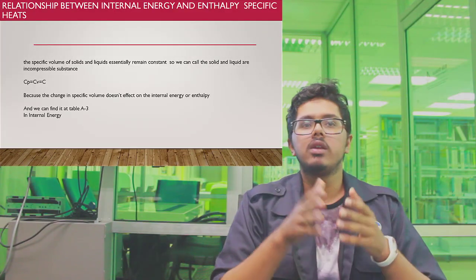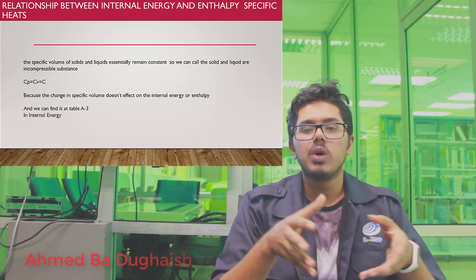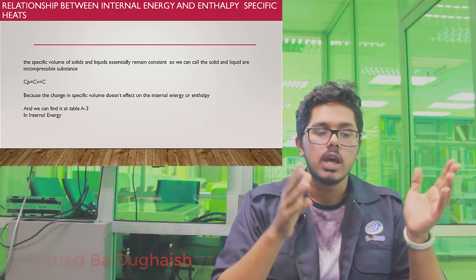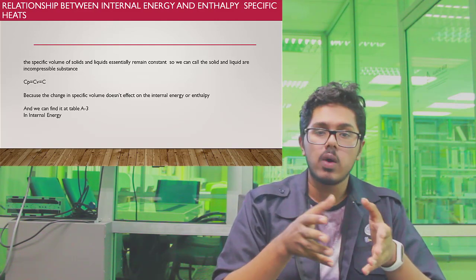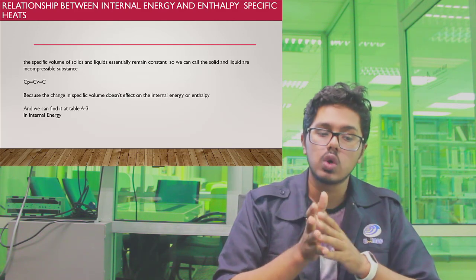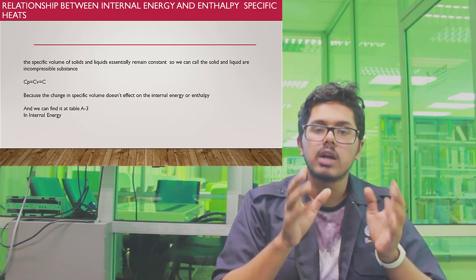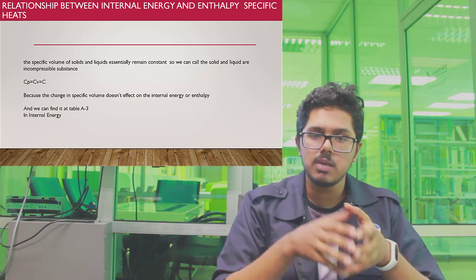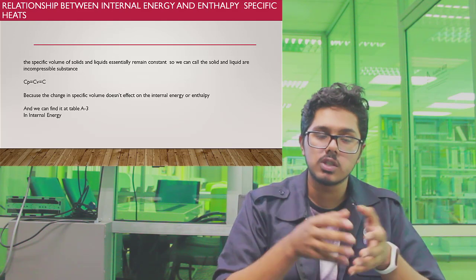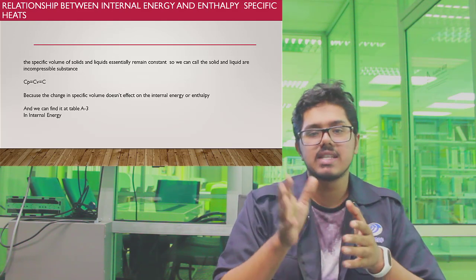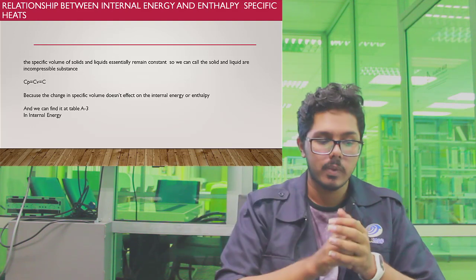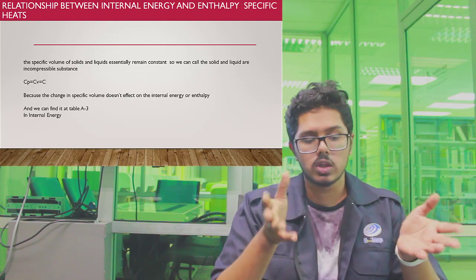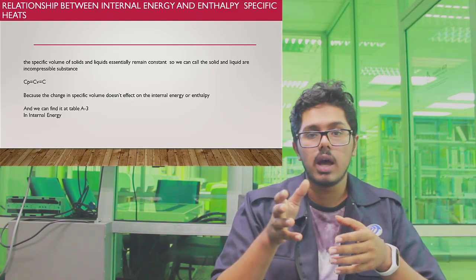The relationship between the internal energy and the enthalpy with the specific heat. We can see that the specific volume for solid and liquid essentially remains constant. So for that we can say that liquid and solid are incompressible substances. Therefore we can drop the Cp and Cv and represent the specific heat as C, as you can see here, because the change in specific volume doesn't affect the internal energy or the enthalpy, and we can find it in table A3.